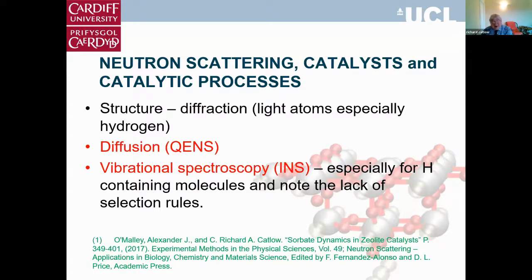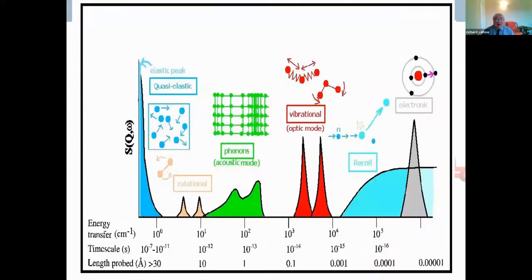That's well established, but what I want to talk more about is essentially the use of neutron spectroscopy. We're going to look at two techniques: quasi-elastic neutron scattering, which allows you to monitor the diffusion process, and then vibrational spectroscopy, inelastic neutron scattering, which is especially good for hydrogen-containing molecules, and also has the advantage over infrared and Raman that it lacks selection rules, so you see all the vibrations. The reference at the bottom is a general review of neutron spectroscopy in catalytic science.